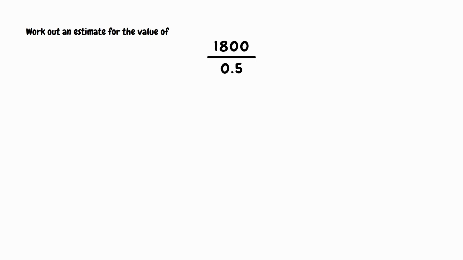But what I'm going to do instead here is multiply by 2, because if I do 0.5 times 2, that's just going to give me 1. Because I've multiplied the denominator by 2, I also need to multiply the numerator by 2. So 1,800 multiplied by 2 is going to give us 3,600. We now have 3,600 divided by 1, which is just 3,600. So that would be my estimated value for this question.